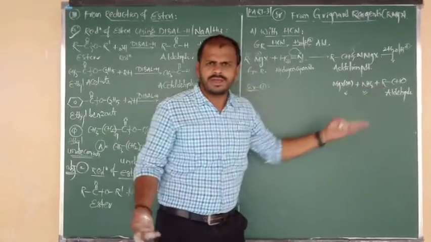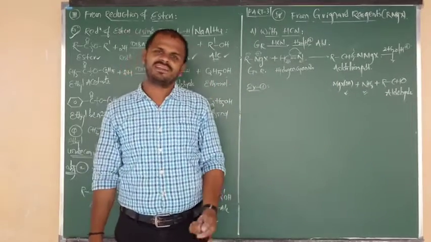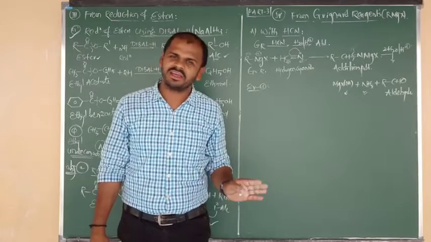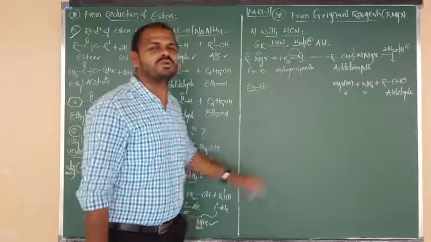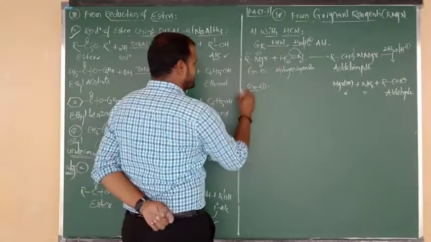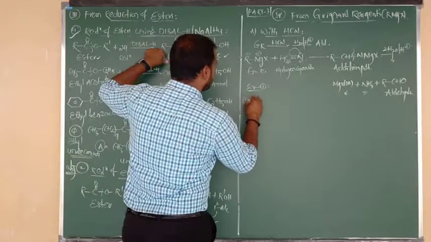R replaced by benzene. Answer is benzaldehyde. Like that, aliphatic aldehyde and aromatic aldehyde, both we can prepare. So I am going to write the example. R replaced by CH3. Give me the answer.